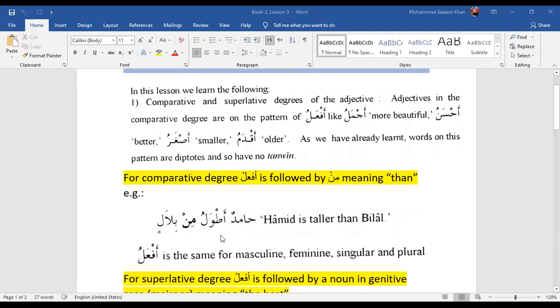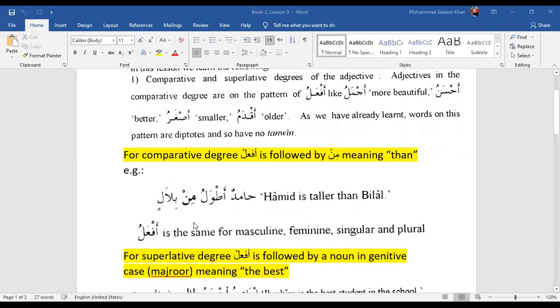So Hamidun atwalu min Bilalin. Hamid is taller than Bilal. So atwalu min. If I say Hamidun atwalu, what would that mean? Hamid is the tallest. Now, if we don't see anything after that, or if we see a noun after that, that means it is used for superlative. If we use min after that, then we are using it for comparative.